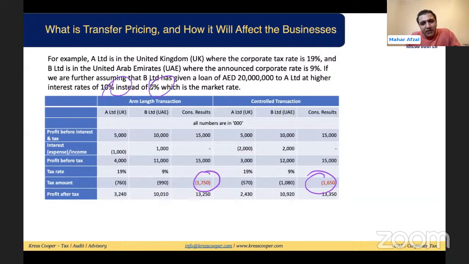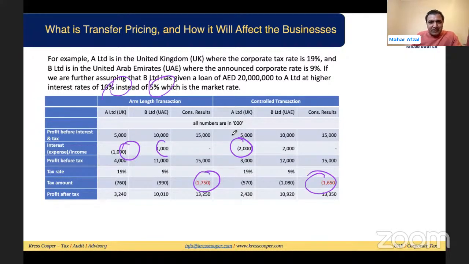When the UAE entity is giving a loan at 10% to the UK entity, it means the UAE entity is helping the UK entity to increase its cost, to increase the interest expense. So at arm's length, the interest expense was 1 million for the UK company, but when they manipulated the transaction, the interest amount went up to 2 million. So the UAE company has helped the UK company to increase the cost and to reduce the tax base.